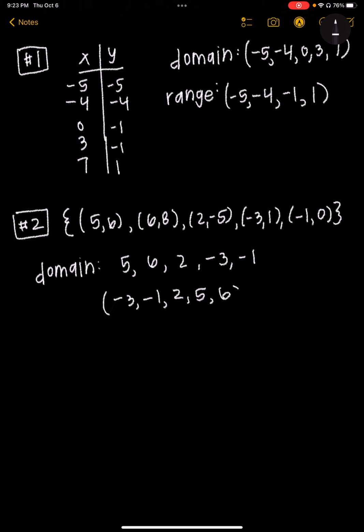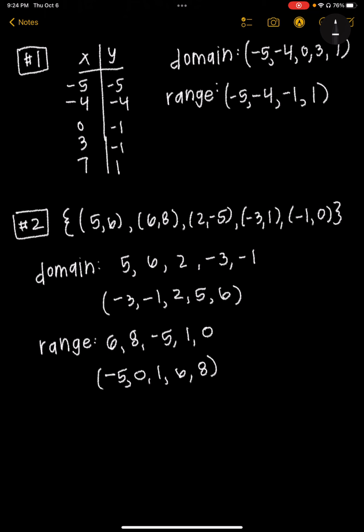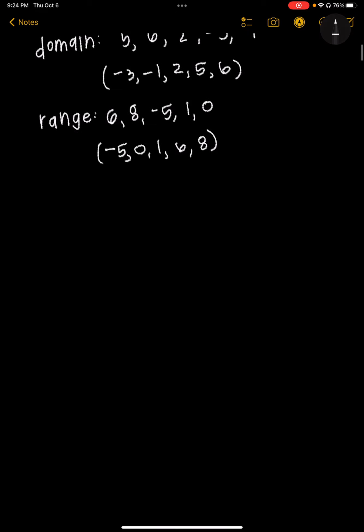So there's my domain. And then the range, I'm going to do the same thing. I'm just going to go down my list, but now instead of picking out my x values, which were the first, I'm going to pick my y values, which are the second in the coordinate point. So I've got 6, 8, -5, 1, and 0. And once again, I'm going to put them in order from least to greatest: -5, 0, 1, 6, and 8. And there is my range. Not so bad, right? These next two examples get a little bit harder.